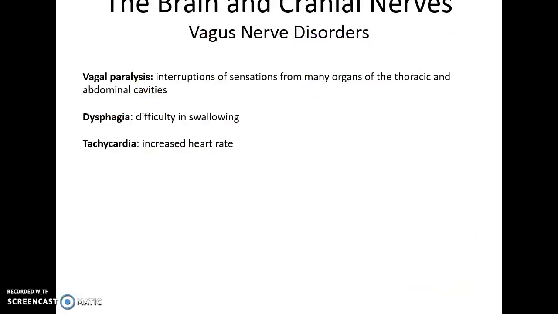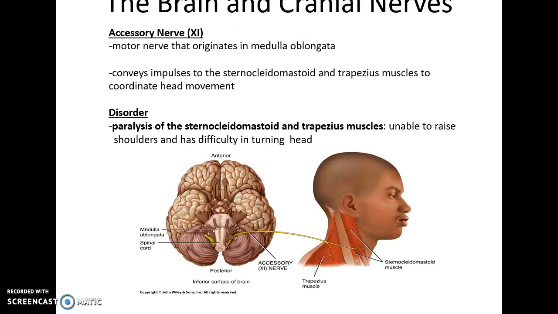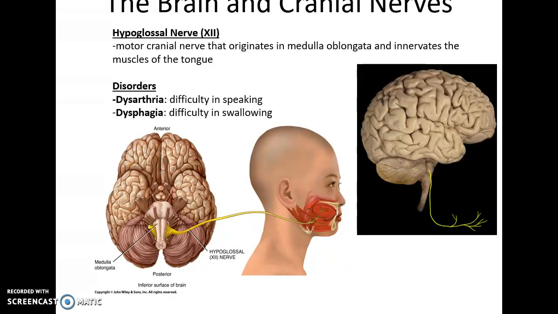Damage can lead to vagal paralysis, inability to receive sensory information from thoracic or abdominal cavities, dysphagia, difficulty swallowing, tachycardia, increased heart rate. Accessory nerve, cranial nerve 11, is a motor nerve that helps control the muscles for moving the head, including sternocleidomastoid muscles and the trapezius muscles; damage can lead to paralysis. And hypoglossal nerve, cranial nerve 12, originates from the medulla oblongata, innervates muscles of the tongue, controlling the muscles internal to the tongue. Damage to it can lead to dysarthria, difficulty speaking, and dysphagia, difficulty in swallowing.